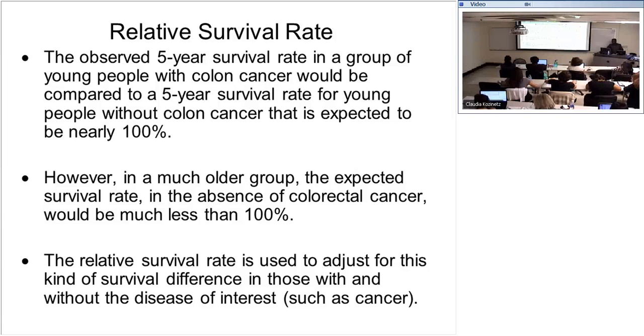So the observed 5-year survival in a group of young people with colon cancer, if we want to compare it to the observed survival rate for young people without colon cancer, then of course, young people without colon cancer, their survival rate within 5 years is reasonably expected to be about 100%. So it is somehow easy to compare that one.